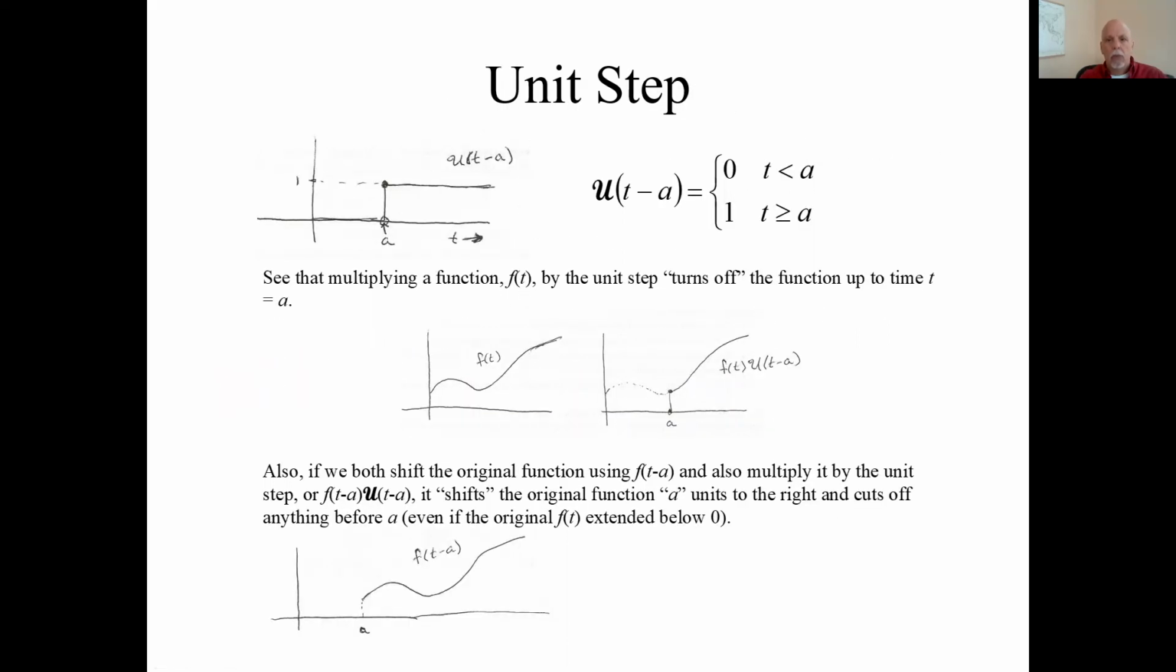So I could shift the whole thing to the right by changing the argument of the F, and then multiplying by the unit step at the same argument, T minus A. That ensures that even if there were something to the left of 0 in the original function, it's going to get lopped off when we multiply by U of T minus A. Generally we think of our function as 0 to the left of 0, but just to ensure it, we'll multiply by the unit step.